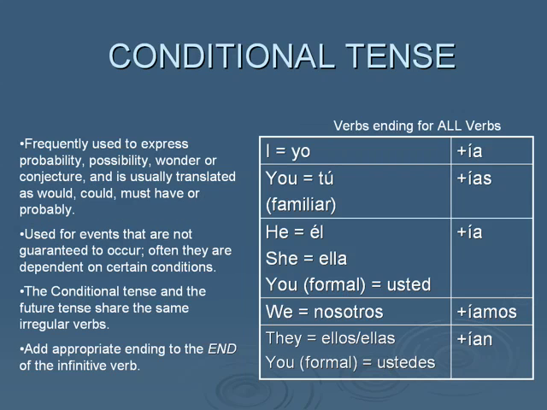The same is true for the conditional. It's for events that are not guaranteed to happen. You keep the verb intact and you add the appropriate ending. You use this ending for all verbs, and again, there are only 12 irregular verbs.